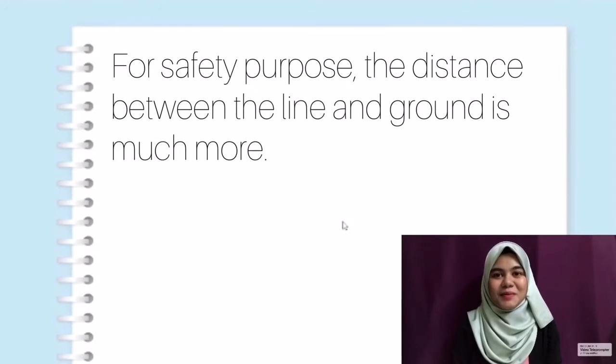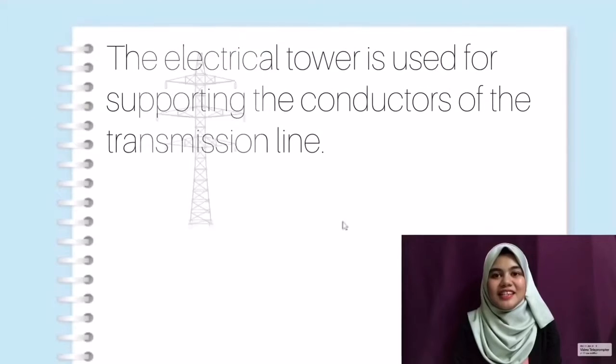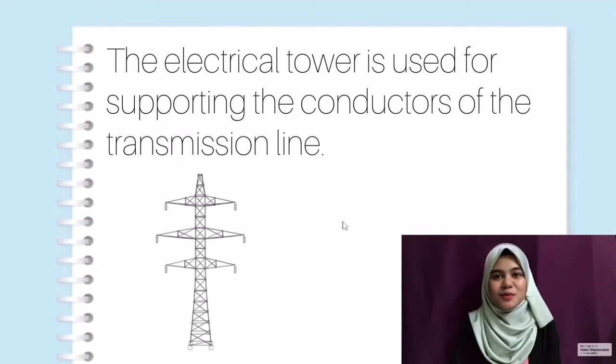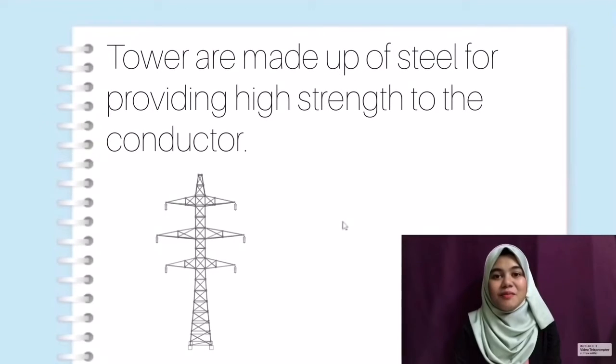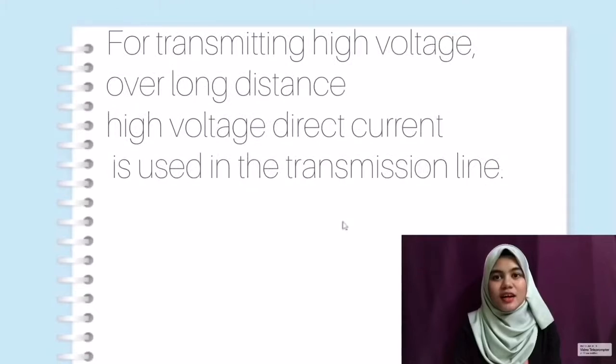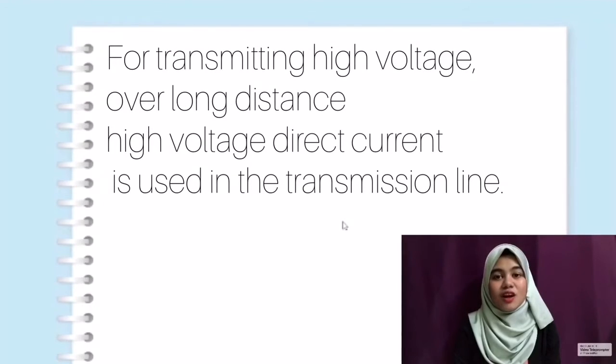For safety purpose, the distance between the line and ground is much more. The electrical tower is used for supporting the conductor of the transmission line. Towers are made up of steel for providing high strength to the conductor. For transmitting high voltage over long distance, high voltage direct current is used in the transmission line.